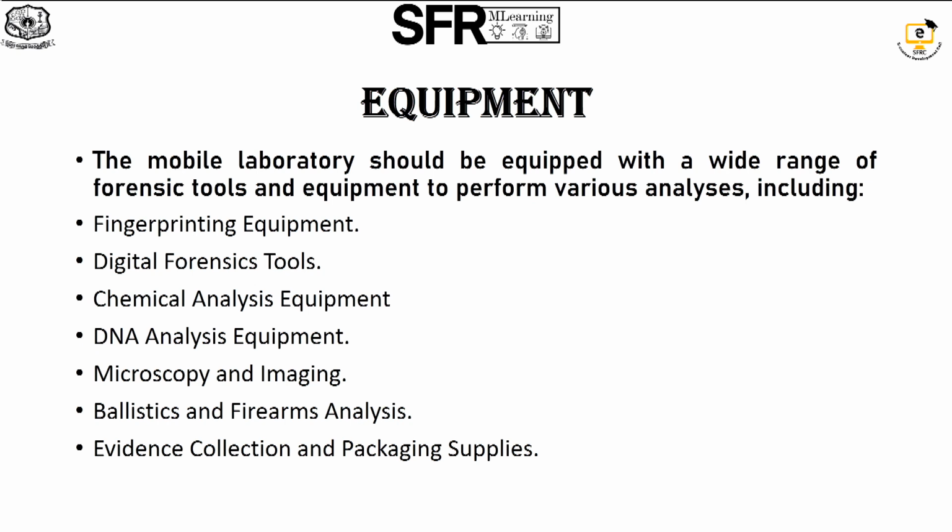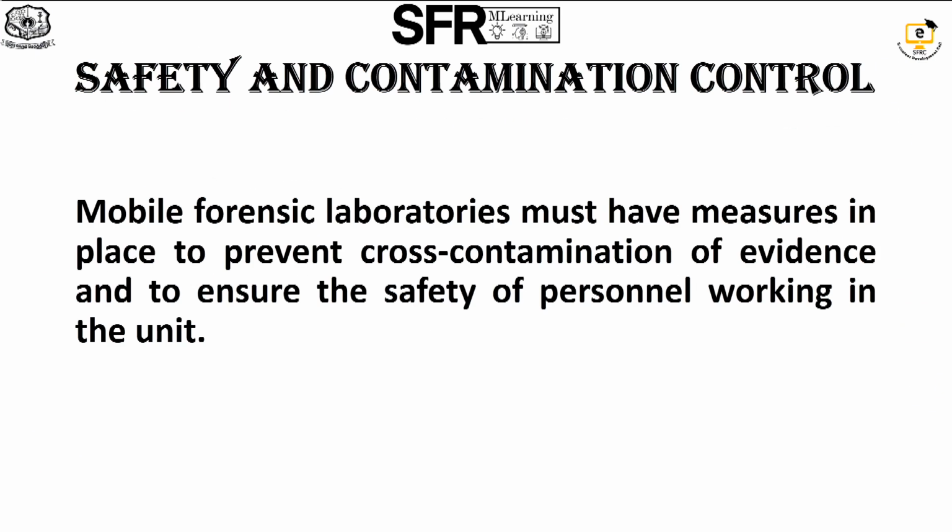Then evidence collection and packaging supplies: all the collected evidence should be kept contamination free, packaged and preserved at -2 degrees Celsius in a contamination free manner. So these laboratory equipments are needed in the forensic lab. Then safety and contamination control: the mobile forensic laboratory should have measures in place to prevent cross contamination of evidence and to ensure the safety of the personnel working in the unit. It should be safe and contamination free in order to prevent cross contamination of the evidence.